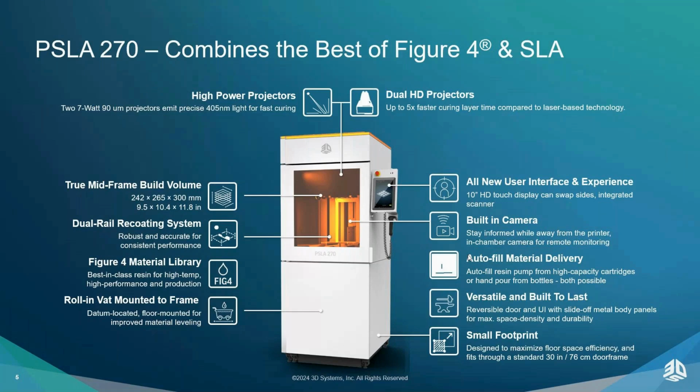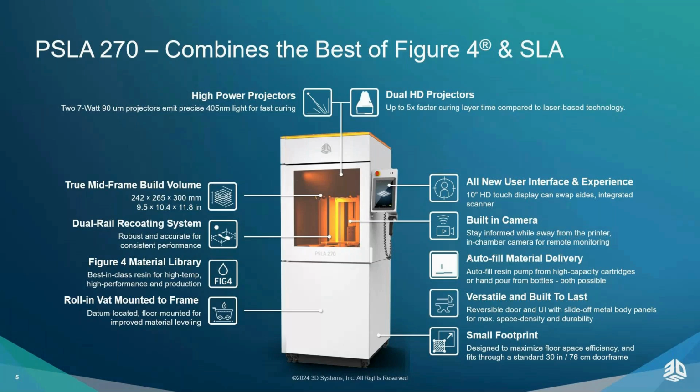With these two projectors, we're able to deliver essentially 5, sometimes even 6 times faster layering times compared to laser-based technology, and I'll show you a graph of that shortly. The two projectors allow us to deliver a really good mid-frame build size. It's 242 by 265 and 300 millimeters deep. We have a new dual rail recoating system. So it's not a cantilever design, it's an all new design. It's very robust, it's very accurate, it should deliver consistent performance over time.